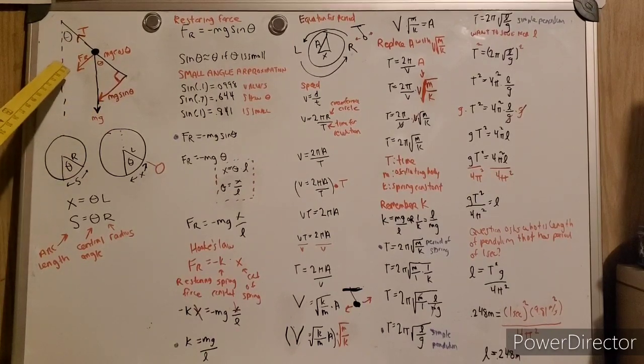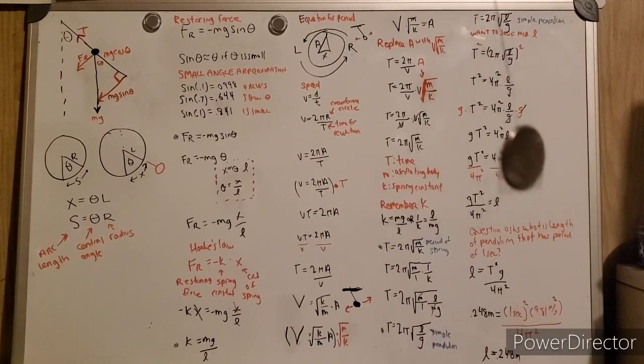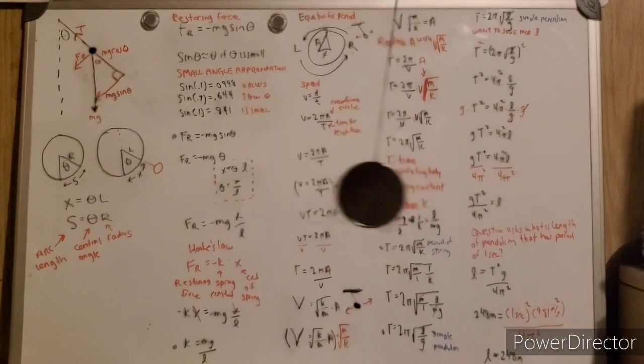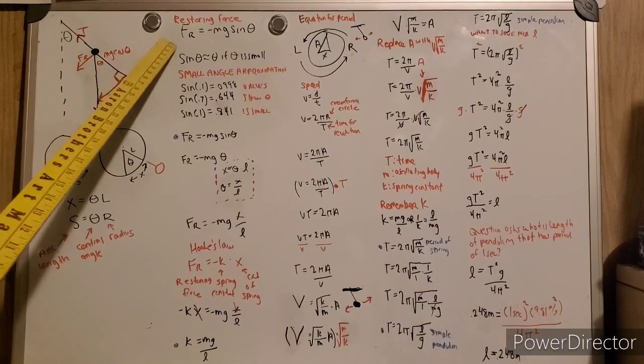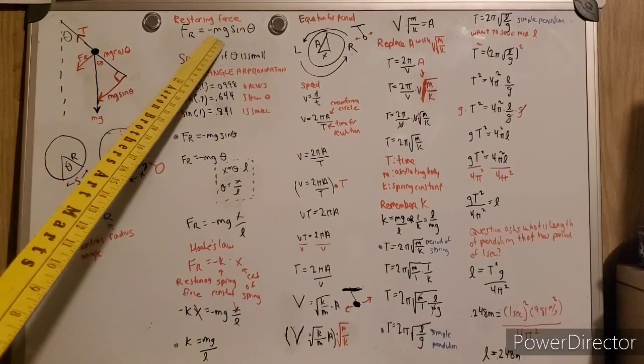But here we have Fr. Fr represents the restoring force. So as I swing this pendulum back and forth, as soon as it stops swinging, that's its restoring force. So Fr is our restoring force. The equation is Fr is equal to negative mg sine theta.